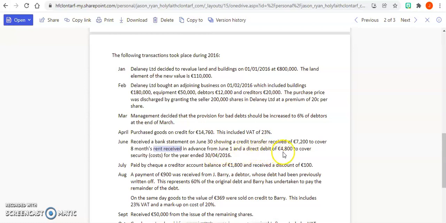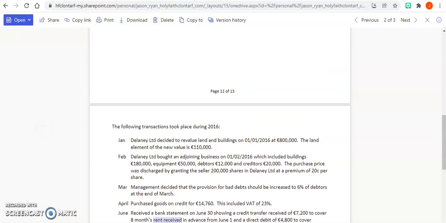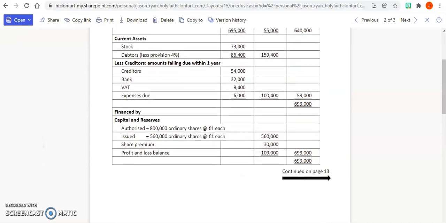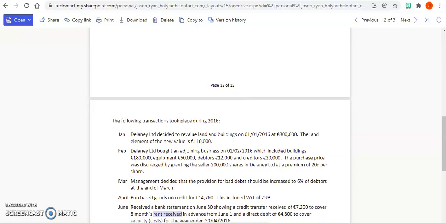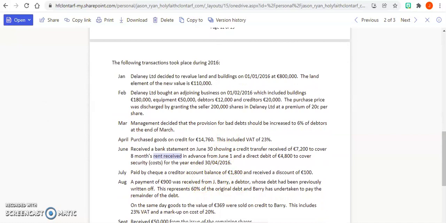And a direct debit of 4,800. So for direct debit, that's money coming out of your bank account of 4,800 to cover security cost for the year ended 30th of the 4th. So of that 4,800, 4 months is for this period. So remember, we have expenses due already up here of 6,000. So we're going to have to use that 6,000 to help us calculate this figure here.